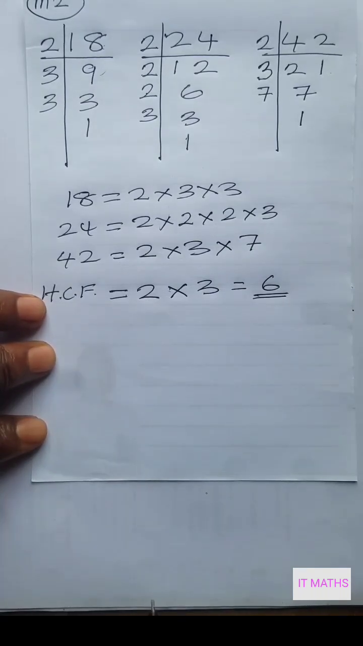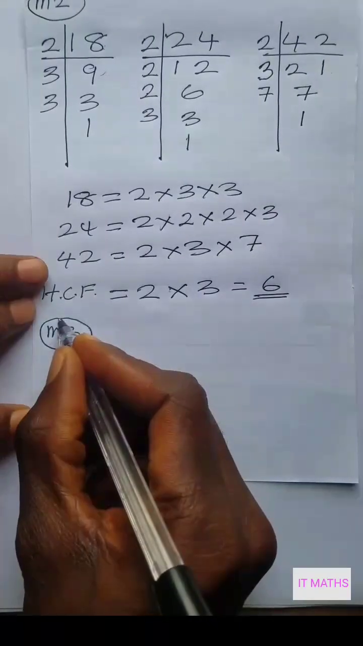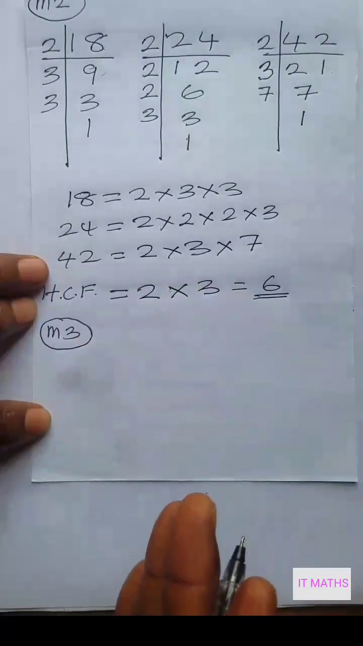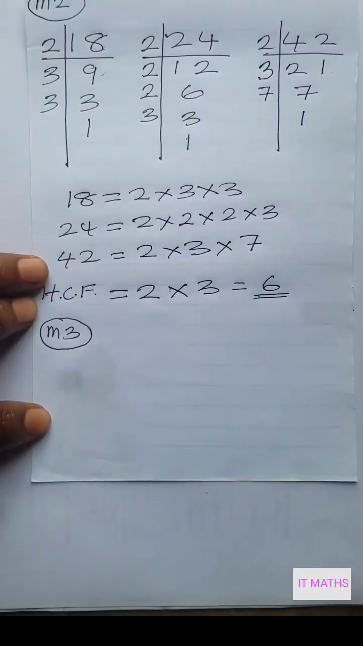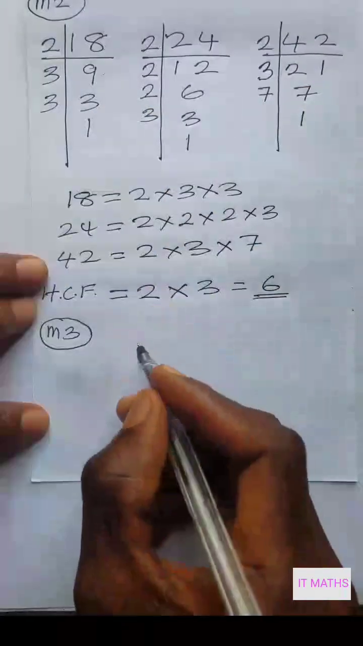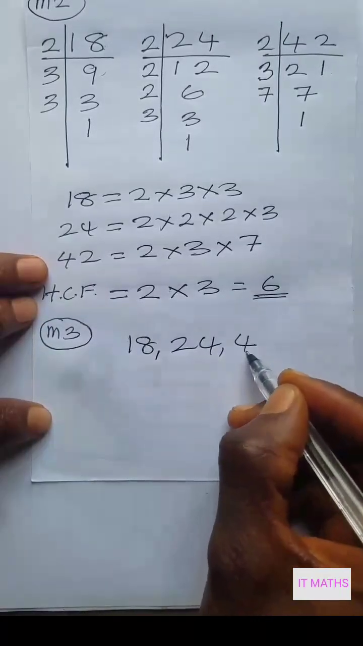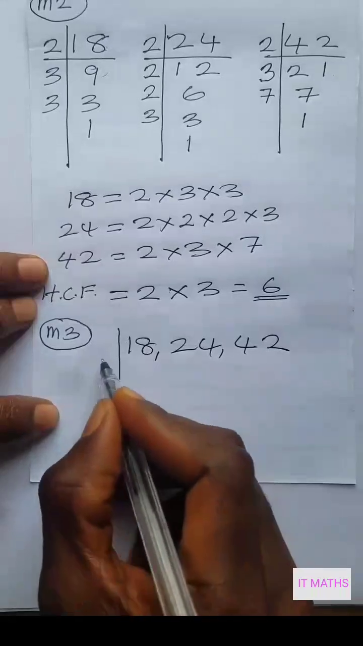Finally, method 3, which I recommend. I'm only using methods 1 and 2 to explain. I want you to stick to method 3. So as a matter of fact, in our next example, we are going to be sticking to method 3. In method 3, we are going to place all 3 of them, 18, 24, and 42, all together.